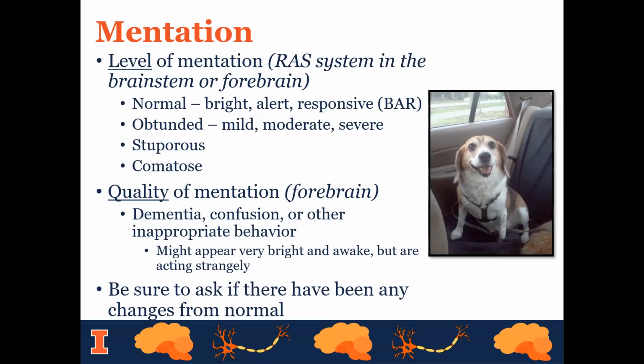Three of them have relatively discrete definitions. So normal is, I think, pretty self-explanatory. We've got a pet who's behaving typically, who's nice and alert and responsive to you with no confusion or anything else strange. And the owners report that they're very normal at home. Nothing has changed. So I will skip ahead now to the other end of the spectrum with comatose.